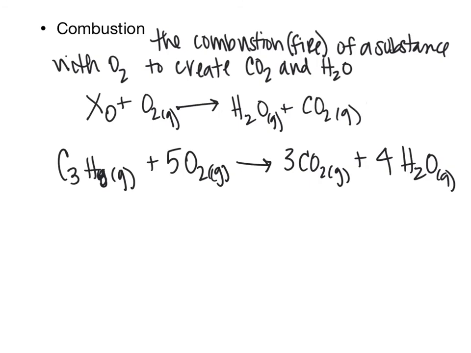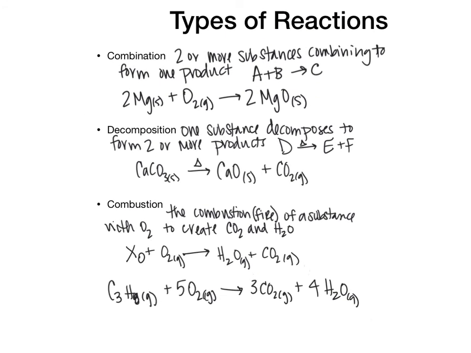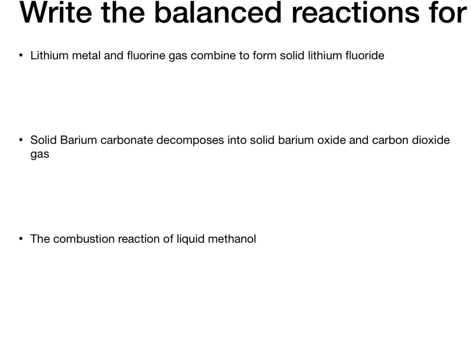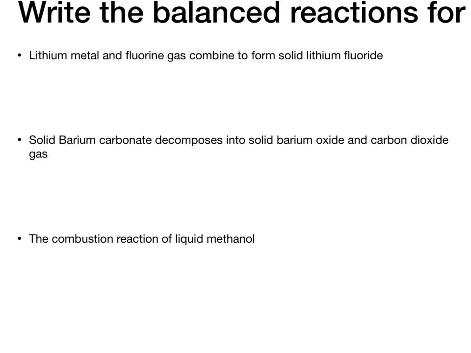So there are 3 types of reactions that we're going to encounter in this chapter: combustion, decomposition, and combination. Let's think about how we would write the balanced chemical equations for these. You'll notice that all of these tell us what the states are and what the products are. So in this case, we want to use the skills that we learned in chapter 2 with naming. The first thing we want to look at is this first example, where lithium metal plus fluorine gas combine to form solid lithium fluoride.